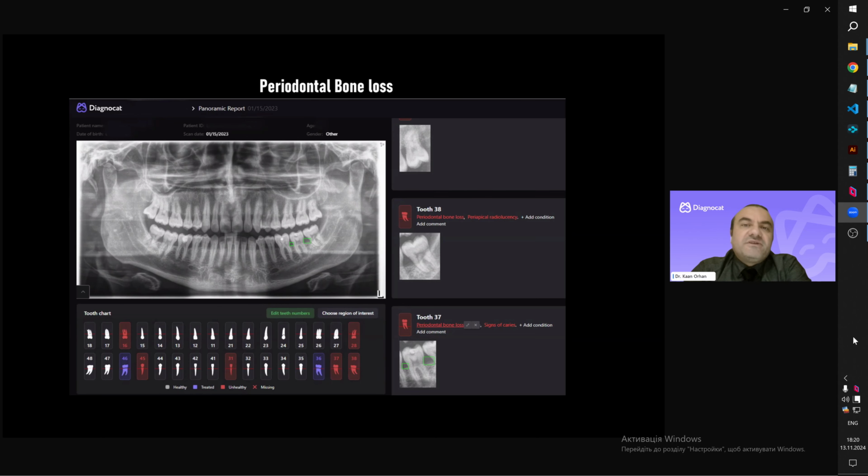If you have even 3-wall pathologies of periodontal bone loss. And right now in DiagnoCat, we can diagnose periodontal bone loss and also detect the bone loss, and DiagnoCat can give you a report. Not just a report of periodontal bone loss, but also whether it's mild, moderate, or severe periodontal bone loss.